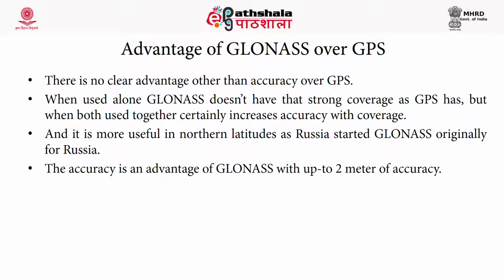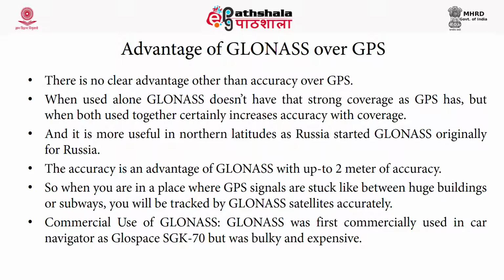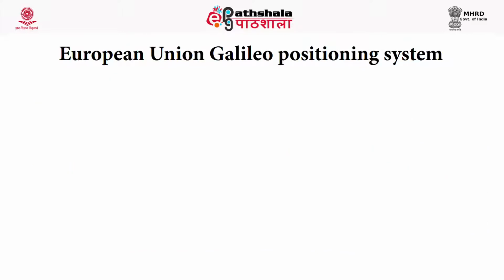So, if we are stuck in a place where GPS signals cannot be received, such as between huge buildings or subways, we can be tracked by GLONASS satellites accurately. The commercial use of GLONASS was in a car navigator in the form of GLOSpace STK70, but it was very bulky and quite expensive. The next one is the European Union's Galileo positioning system.